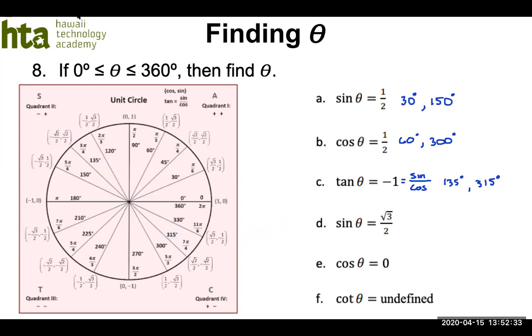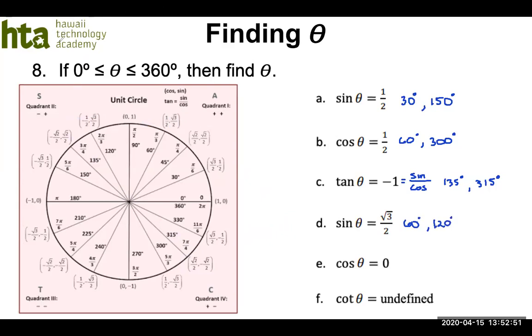All right, a sine value of root 3 over 2. Let's take a look. I see one there, and I see one there. The rest of them are negatives. So my two angles are 60 degrees and 120 degrees.